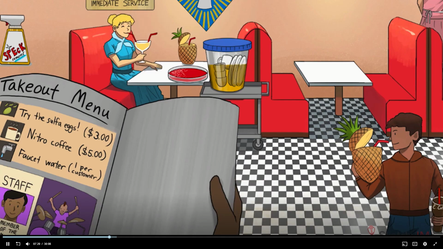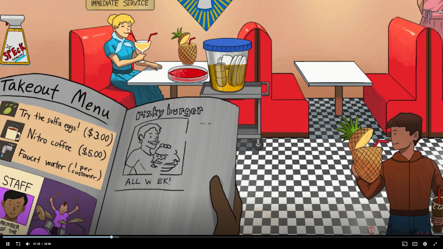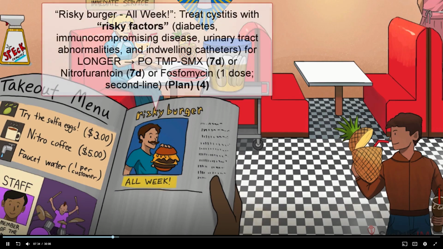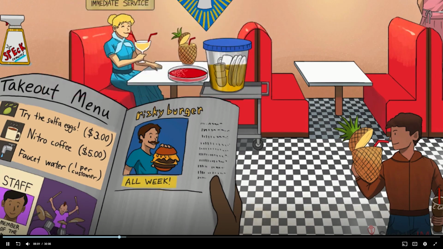Staph aureus and Enterococcus are especially prevalent in patients with a recent hospital stay or broad-spectrum antibiotic exposure. For cystitis with risk factors, like diabetes, anatomical abnormalities, or catheter use, which not only increase the risk of getting cystitis in the first place, but also increase the risk of pyelonephritis as well as complications of pyelonephritis, treat with trimethoprim-sulfamethoxazole or nitrofurantoin for longer. 7 days is usually the recommended therapy. Same drugs, same bugs, just longer treatment.